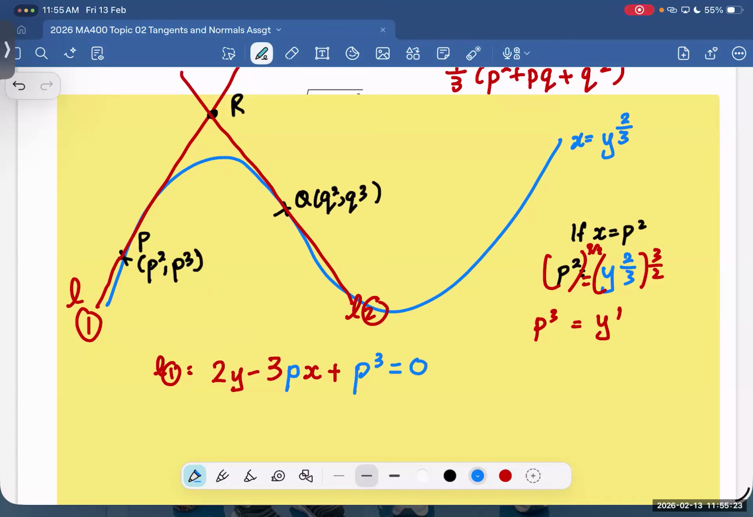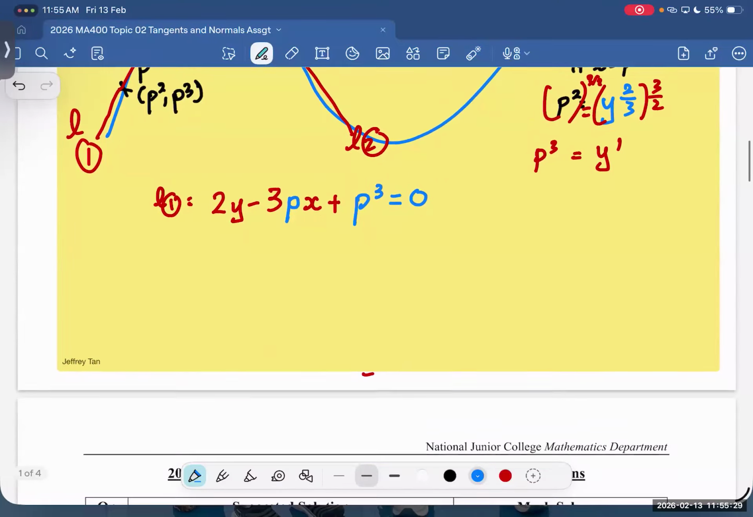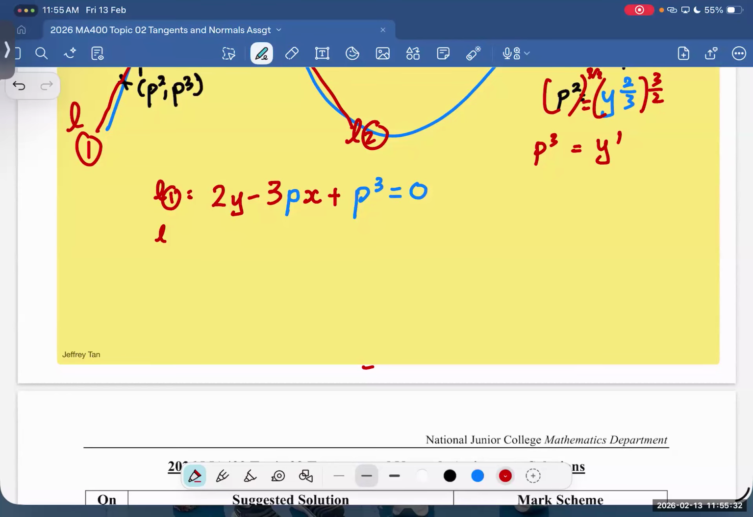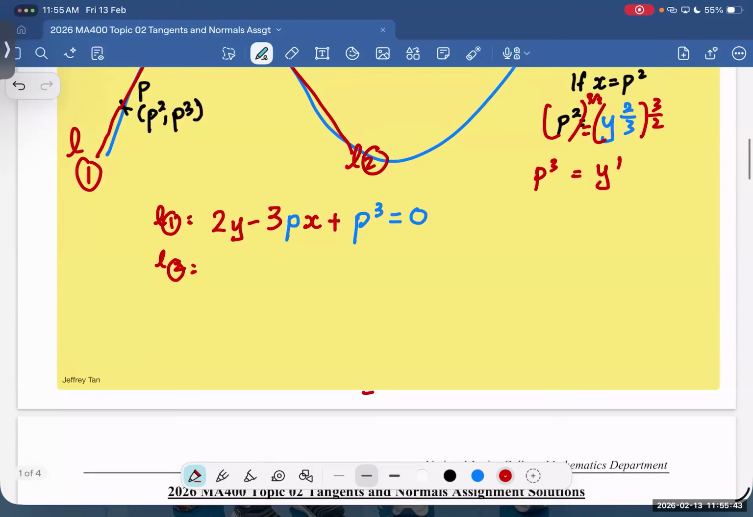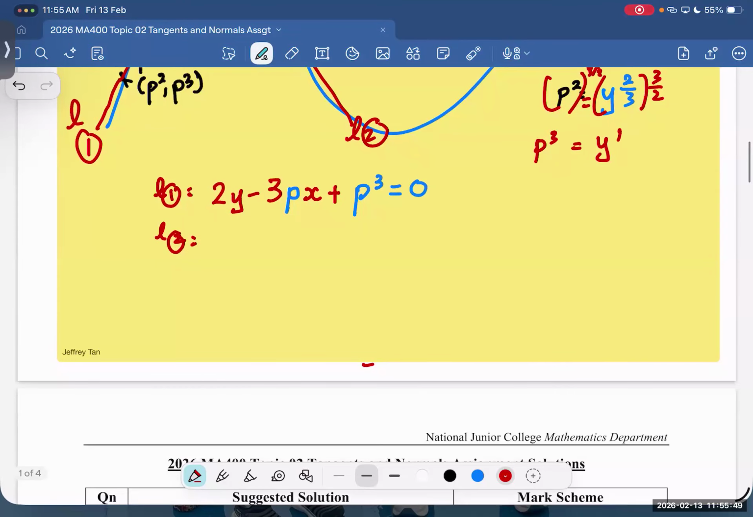But you got the right answer. Well, show it to me. Let me see how you did it. No, I proved the equation for that question. I got the equation using y minus y1. Same, you're basically doing part B again. Usually teachers don't penalize when you do extra work, so it's okay. For line 2, same. You can see now it's 2y minus 3q squared x plus q cubed equals 0.